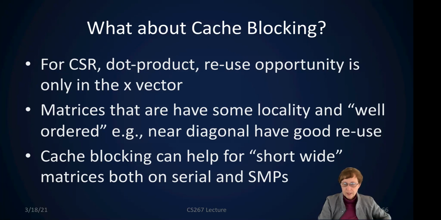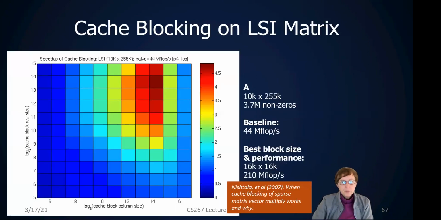be helpful both in the serial case, and I'll show the results, which are actually work by Yunjin Im, and on shared memory multiprocessors. So there's cache blocking on the latent semantic indexing matrix, one that doesn't have much structure to it. So here there is a speedup of about 4x from doing this kind of cache blocking optimization. And this is in this 2007 paper, and the title of the paper should kind of give you a hint as to how successful this was in general.